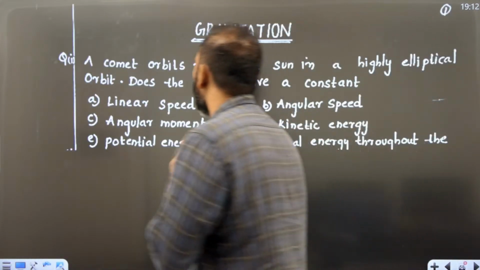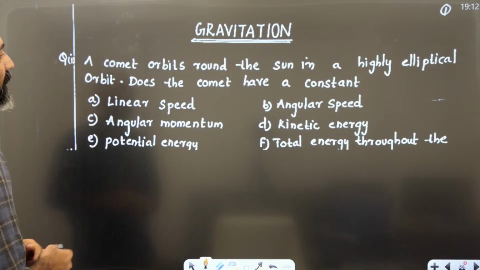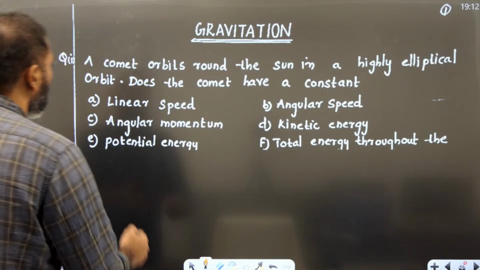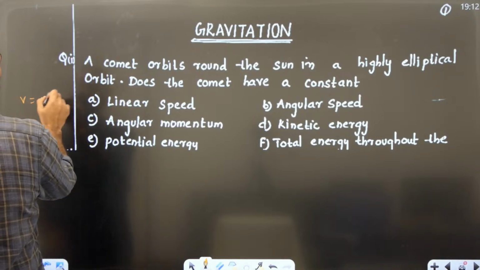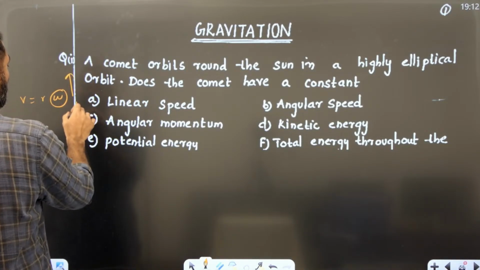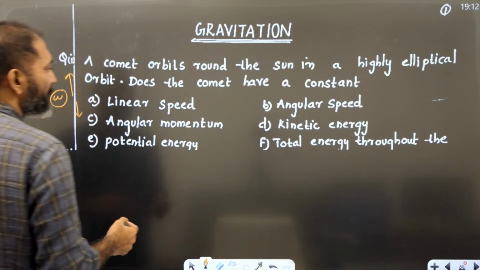Next problem. A comet orbits around the sun in a highly elliptical orbit. Does the comet have constant linear speed? No. Why? Linear speed is r omega. As the comet rotates, omega will vary. So linear speed will vary. Will the angular speed vary? Yes.